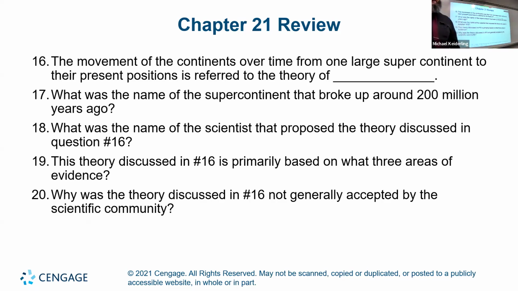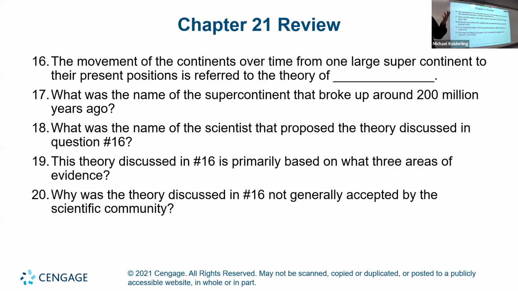The movement of the continents over time from one large supercontinent to their present positions is referred to as the theory of continental drift. The name of the supercontinent that broke up around 200 million years ago is Pangaea. It's not the only supercontinent that's ever happened. There have been several before that.